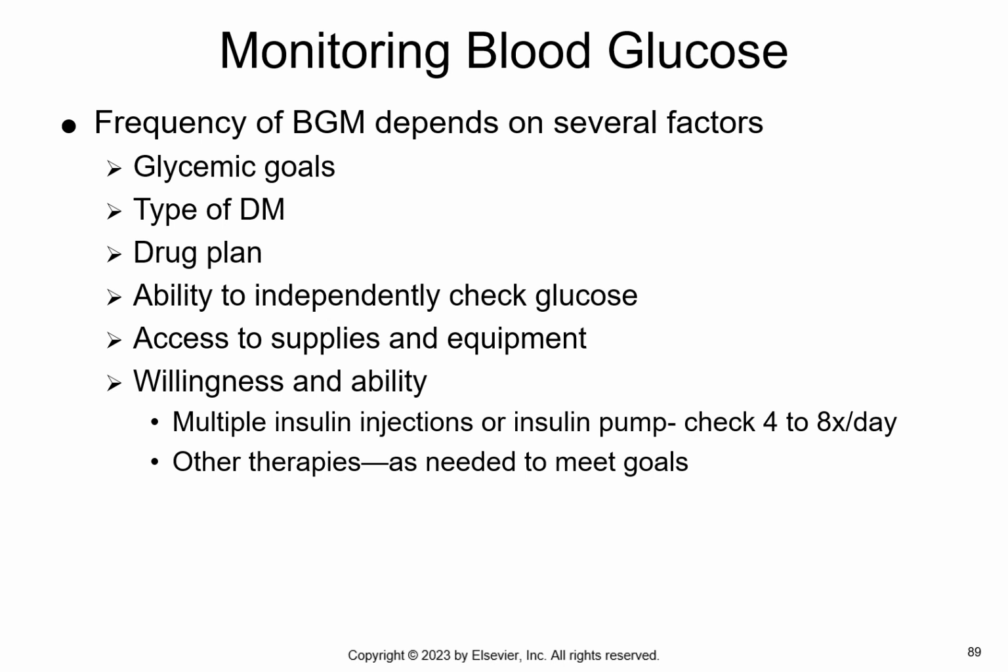CGM systems are another route for monitoring. More people with type 1 are using CGM. These systems are slowly being used by more people with type 2. Insurance coverage and cost are the most common limiting factors. Some insulin pumps have CGM integrated as part of the system.